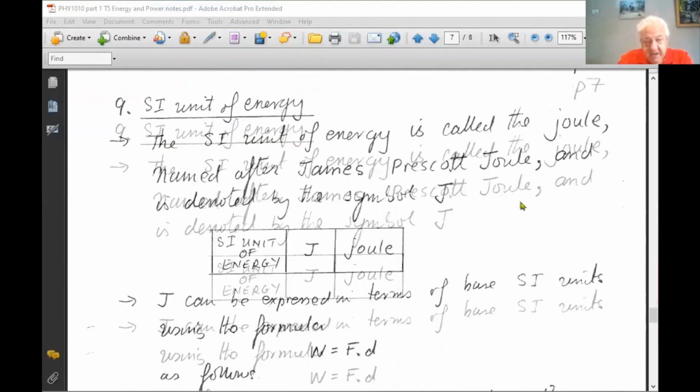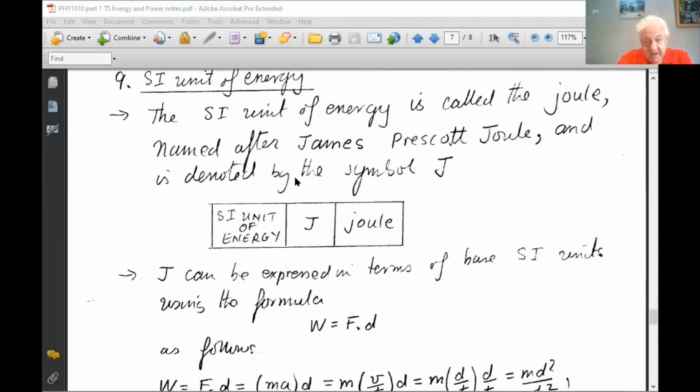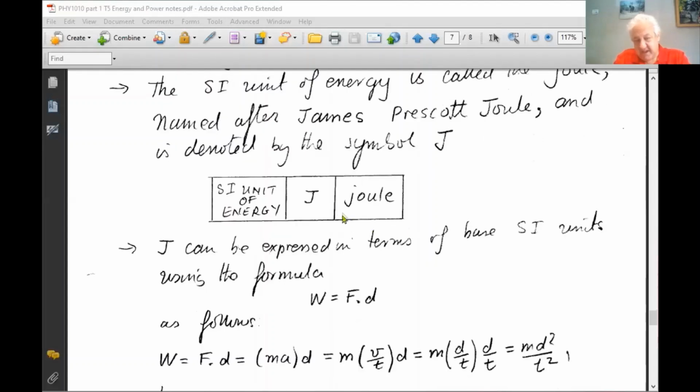I'll finally finish with the units of energy. The SI unit of energy is called the joule, named after James Prescott Joule, and is denoted by the symbol capital J. So this is my joule. Now, it's quite nice to know your units. These are derived units, by the way, because they can be written in terms of the base SI units. So it's nice to write your derived unit in terms of its base SI units, at least to be aware of how you can do it.